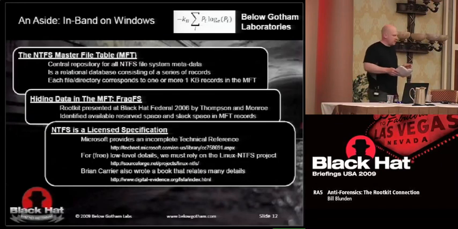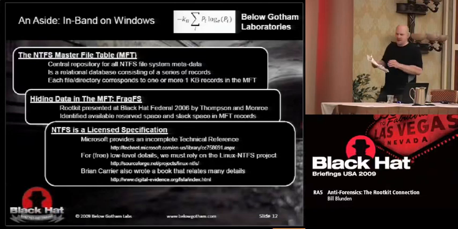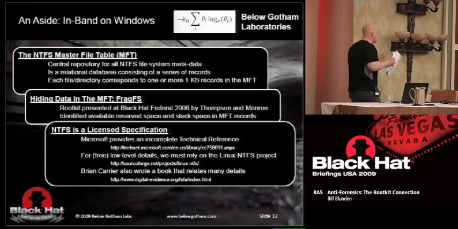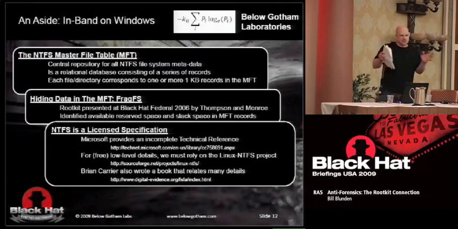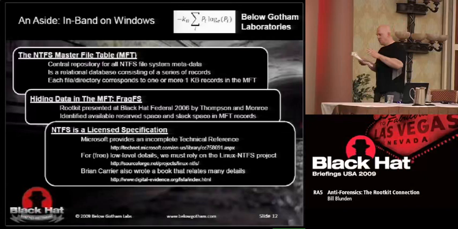So if you're in the Windows universe, the target of choice for in-band concealment is the master file table. And it's just a repository. It's the database that stores all the metadata for the file system, and it's just a contiguous series of records. And usually each file and directory will have one record.